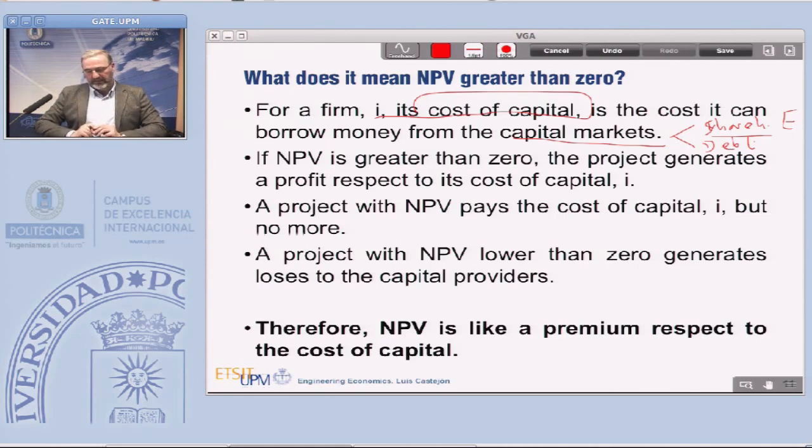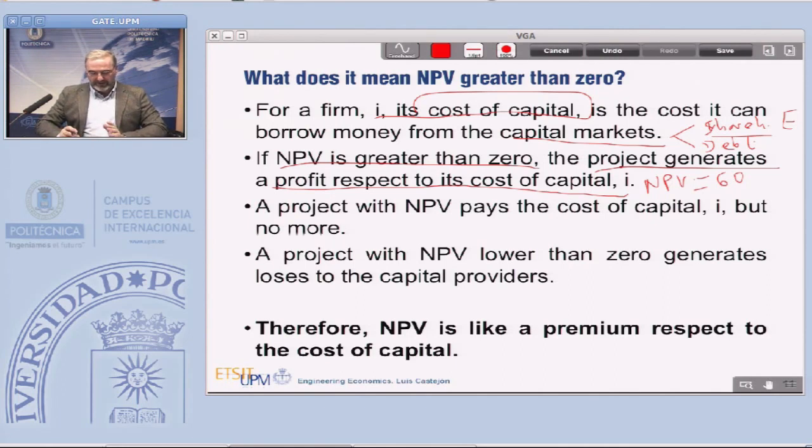So the cost of this is the cost of capital. So what happens is that if a project has a net present value higher than 0, the project is generating an additional profit with respect to the cost of capital I. So if the net present value of a project is 60, what this NPV tells us is that this company is getting 60 units more of money from this project than investing in another project at the cost of capital of I.